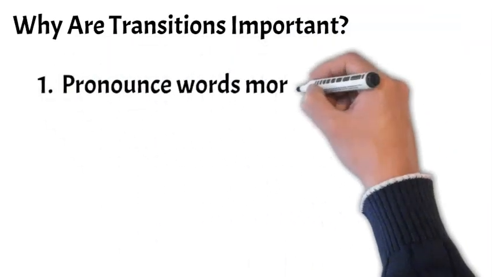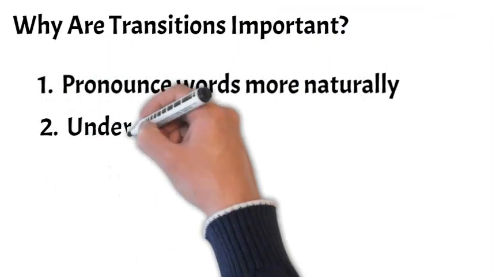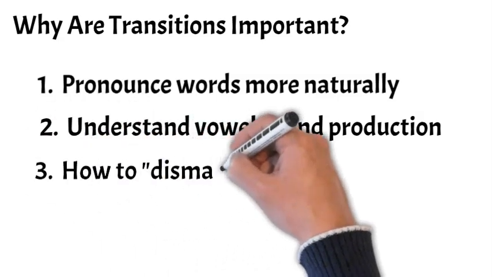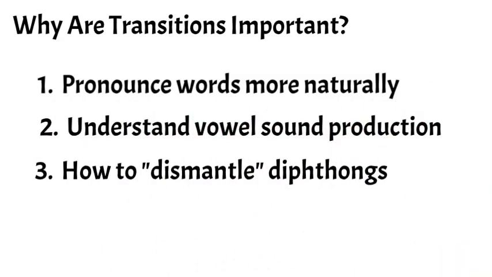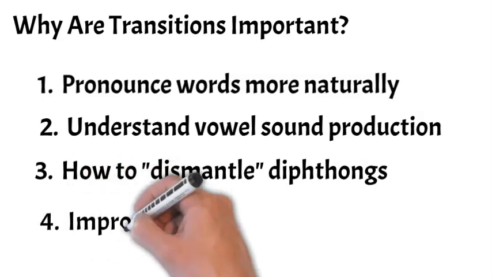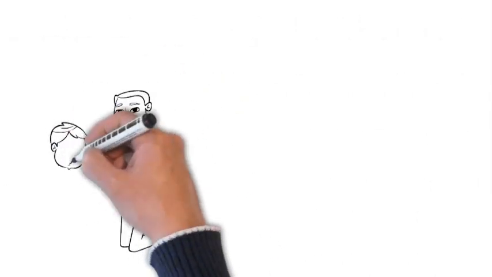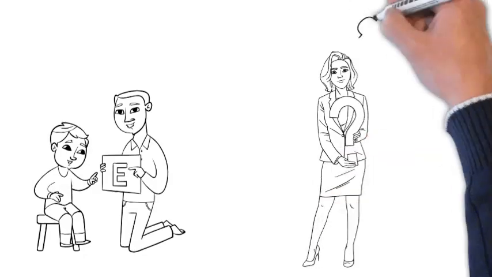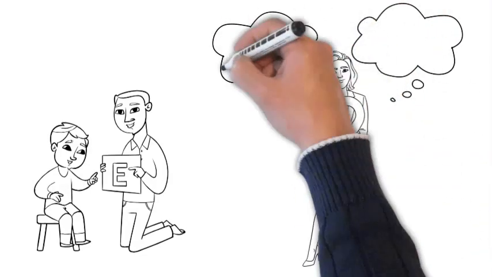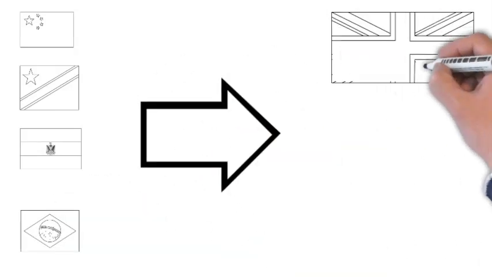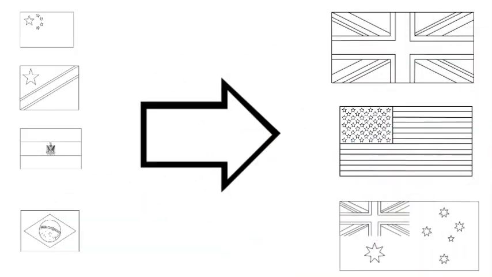Transitions help to pronounce words more naturally. They also increase understanding of how vowel sounds are produced. Regarding vowel clusters, slowing down speech to dismantle diphthongs into separate vowels can improve clarity and intelligibility. By practicing and mastering vowel clusters and their transitions, learners can better distinguish and accurately pronounce vowel sounds, reducing accent interference and fostering a more neutral, comprehensible English accent.